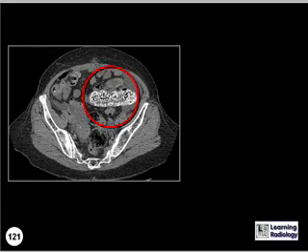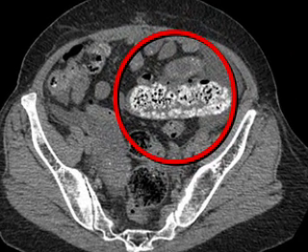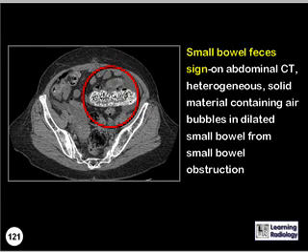What is the name of this sign? This is the small bowel feces sign, seen on abdominal CT. There is heterogeneous solid material containing air bubbles in a dilated small bowel from small bowel obstruction.